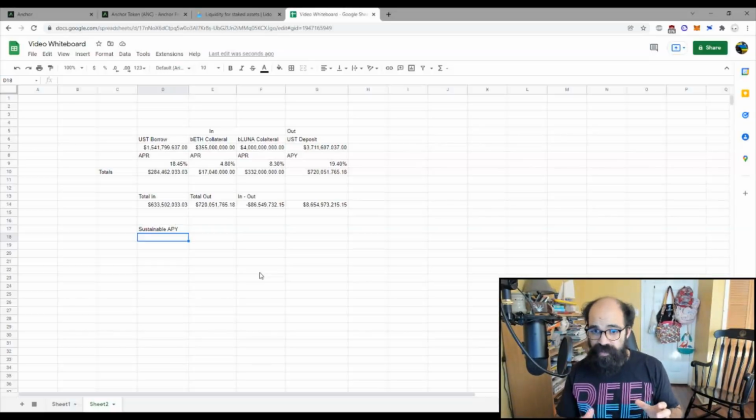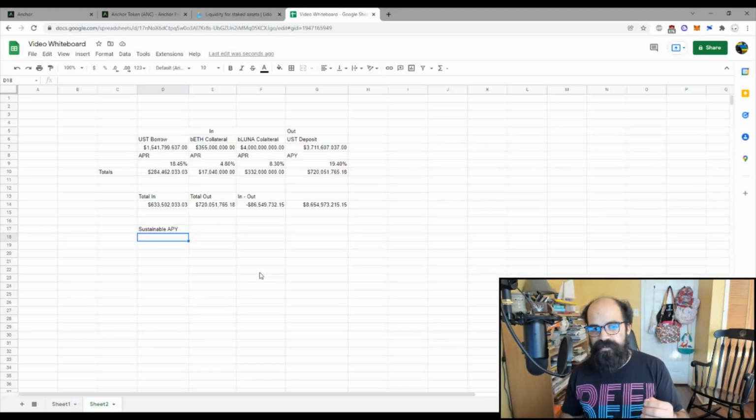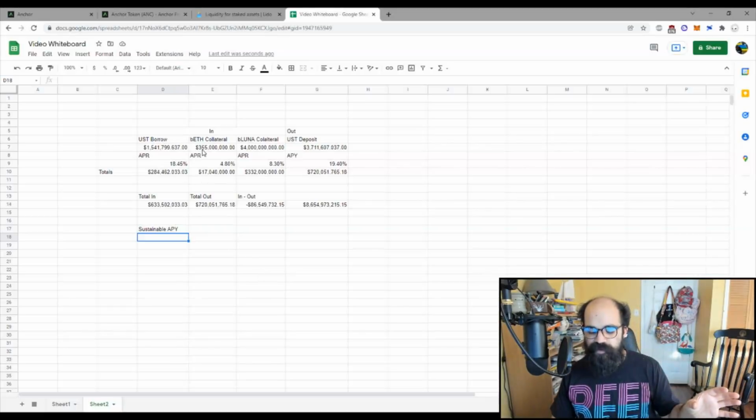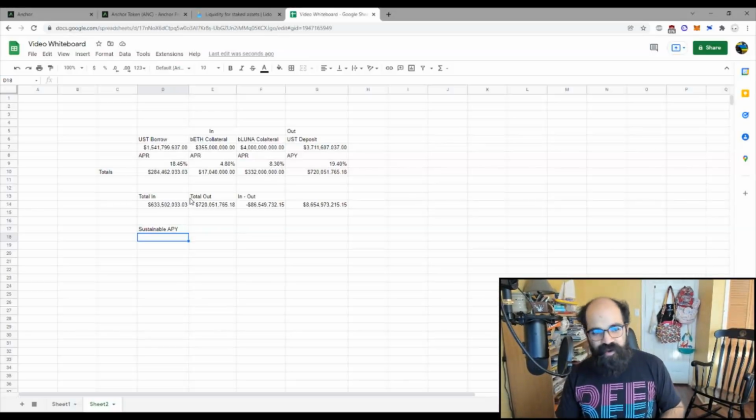Even if you look at the original documents for this protocol, they say that the APY comes directly from the proof of stake yields on bETH and bLuna, or ETH and Luna via Lido, whatever. So I'm doing my best, guys. No fun intended. Okay, so the sustainable APY. This one's pretty simple, right?